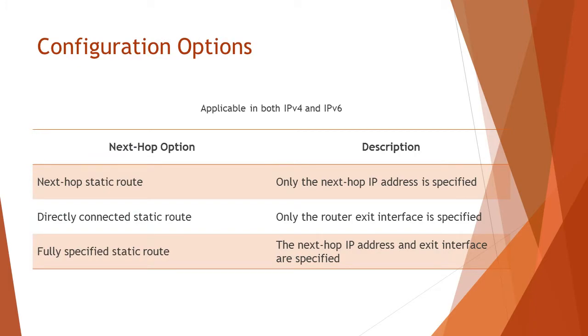Configuration options. Next hop can be identified by an IP address, exit interface, or both. How the destination is specified creates one of these. Next hop route, when only the next hop IP address is specified. Directly connected static route, when only the router exit interface is specified. And fully specified static route, where the next hop IP address and exit interface are specified.